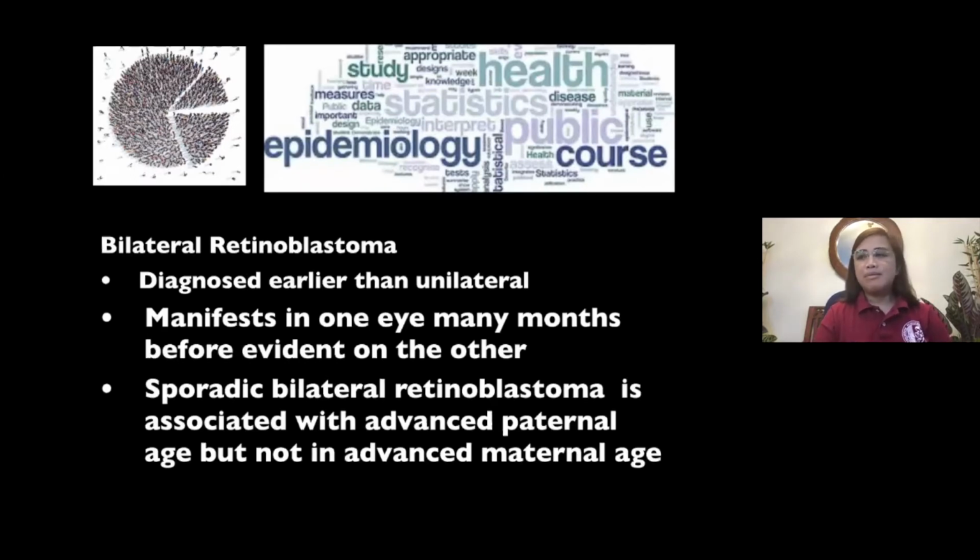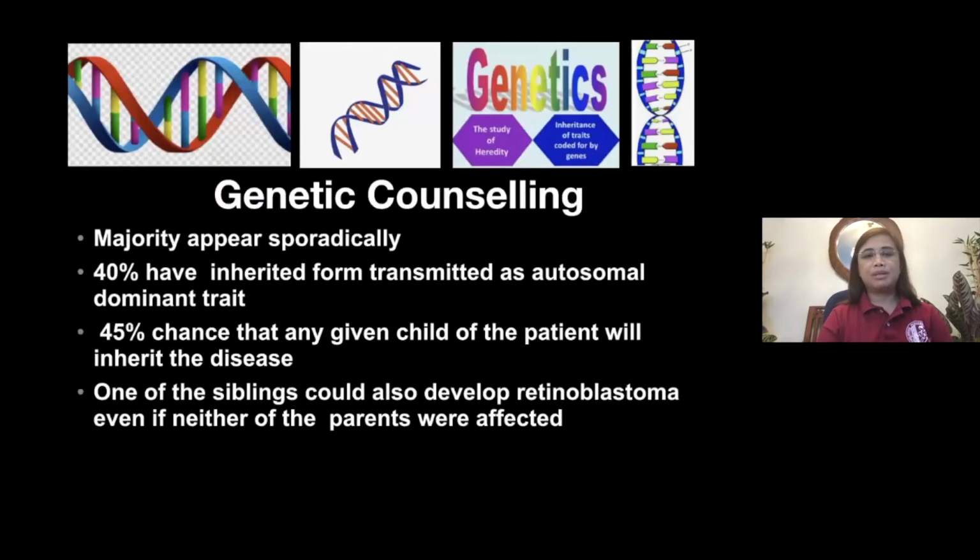We also have bilateral retinoblastoma. This is diagnosed earlier than unilateral, and it manifests in one eye many months before evidence in the other eye. Sporadic bilateral retinoblastoma is associated with advanced paternal age, but not with advanced maternal age.